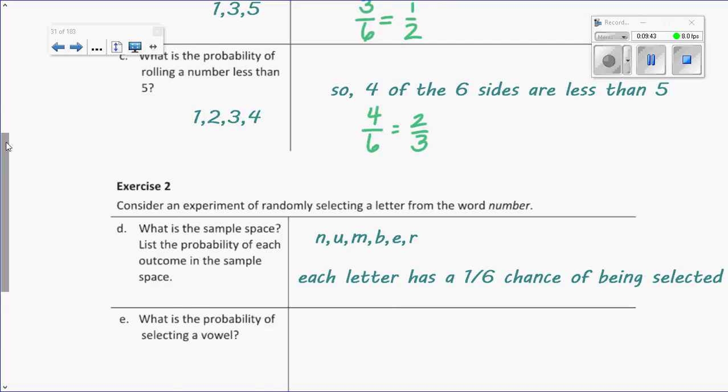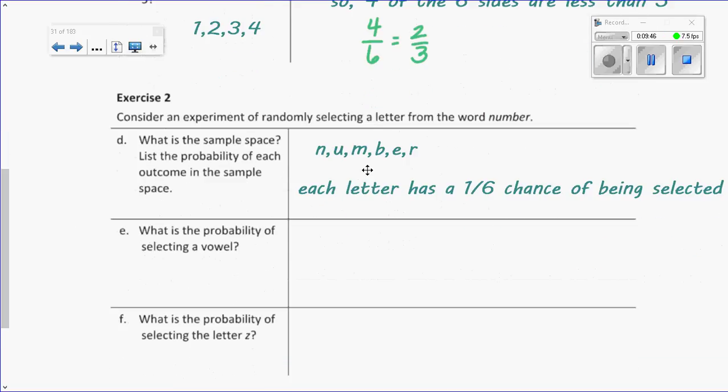Okay, what is the probability of selecting a vowel? Which ones of those are vowels? U and E. Okay, you go ahead and try this on your own.